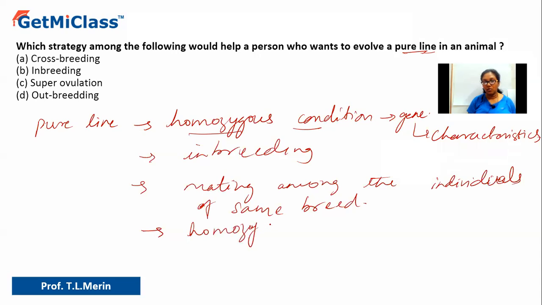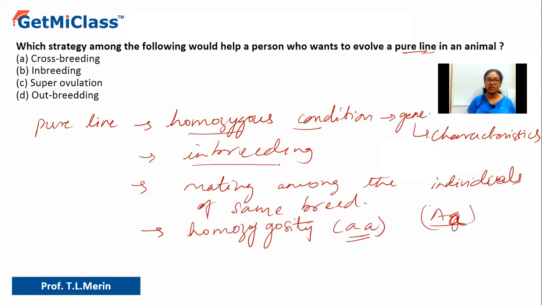That will lead to homozygosity. Okay, so you will get homozygous condition for a particular allele. Suppose if you're talking about capital A or small a, so you may get small a, small a as a homozygous condition, and this is the pure line. Okay, if you have this, and this is heterozygous condition. Small a and capital A is heterozygous condition, so that is not a pure line. Okay, so this is how we do it to obtain pure line by inbreeding. Okay, so what is inbreeding? Inbreeding is nothing but mating among the individuals of the same breed.